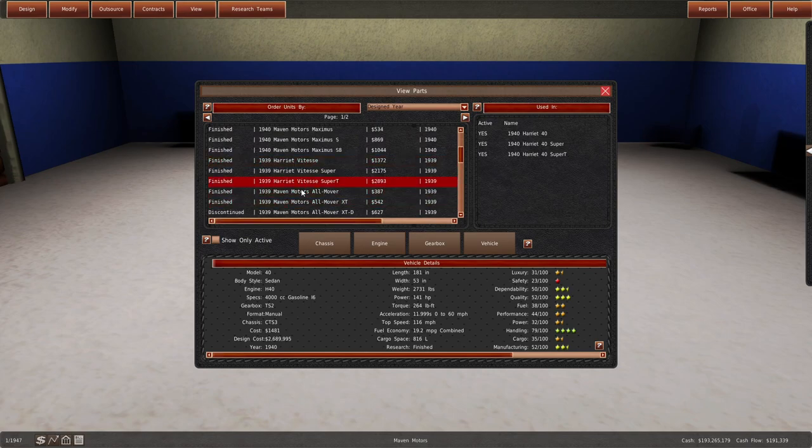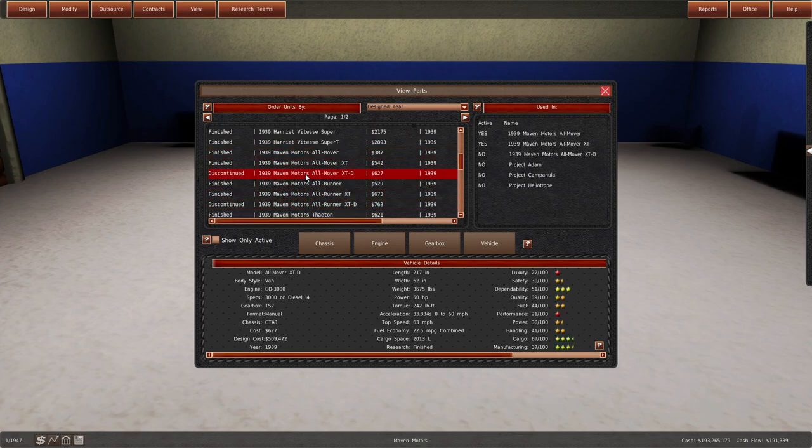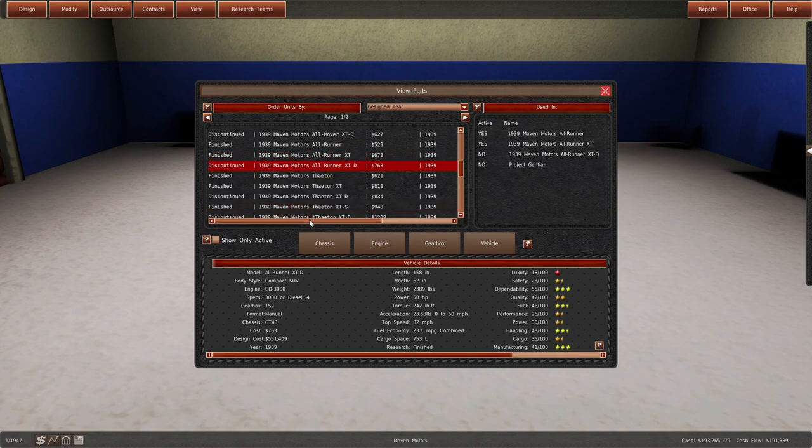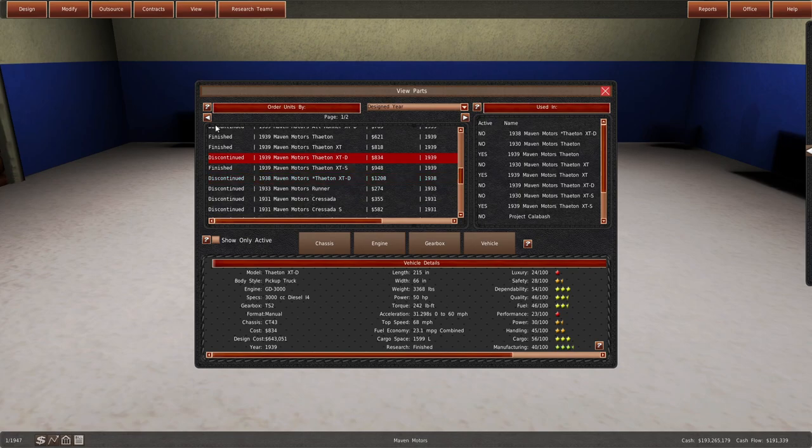So the All Mover, the van, cost 500,000. This cost 500,000, but I don't even think we made money off that, really. 1,500 units we sold? Yeah, maybe. And this we for sure made money, but it cost 600,000. Not bad though, not bad.